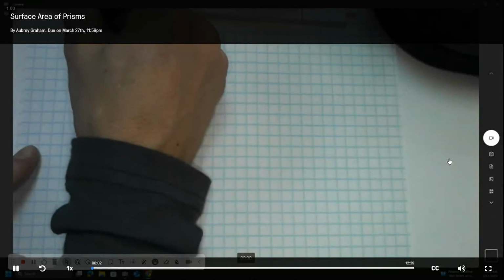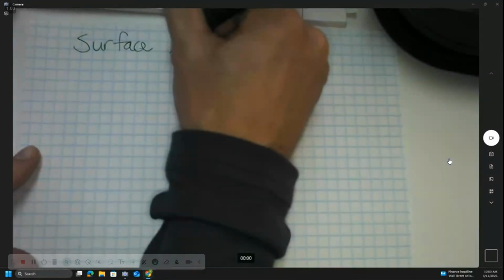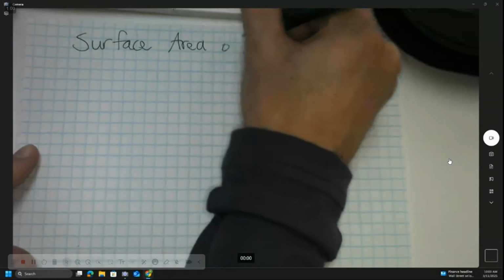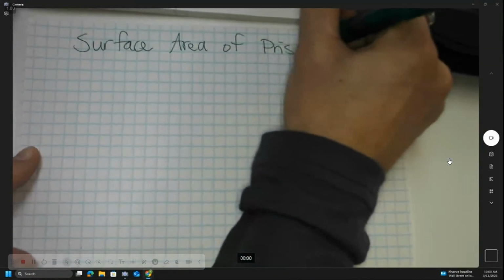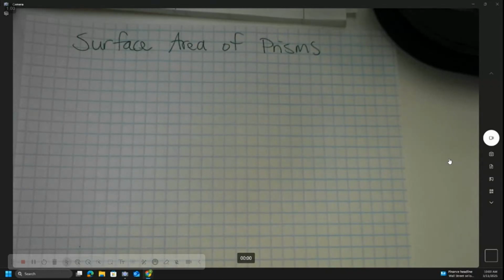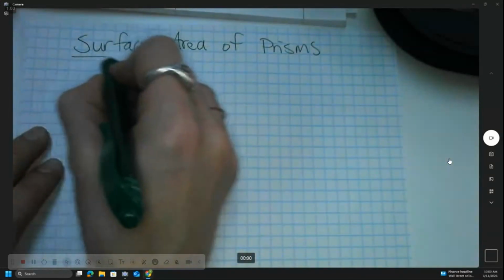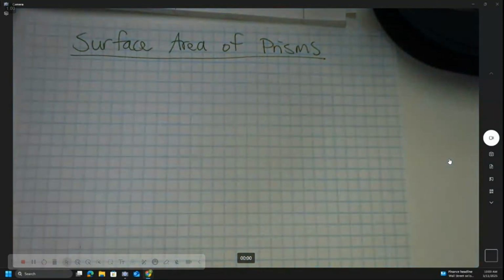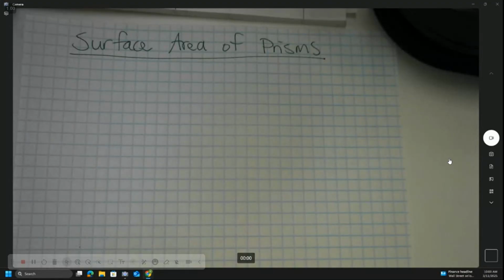All right. Now it's time for surface area of prisms. Now, it's exactly what it sounds like. It's the area on the surface of a prism. And you've got to add all the sides together in order to get the total amount of area of all the sides of a prism. That's why it's called surface area.